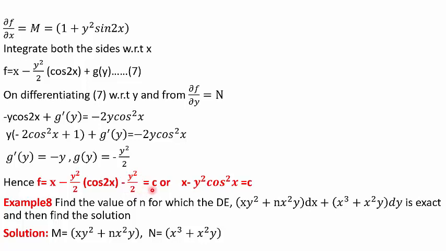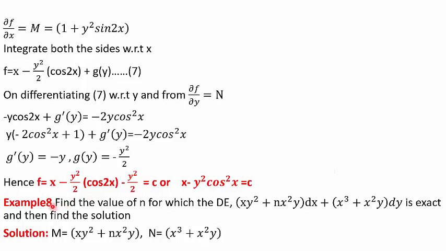is equal to c. If you want to further simplify, you can take cos of 2x as 2 cos square x minus 1 and you'll get the answer also as x minus y square cos square x is equal to c. Just to explain one thing, as we had taken gy when we formed our f, I said gy can be a function of y. You can see here, this is our gy.